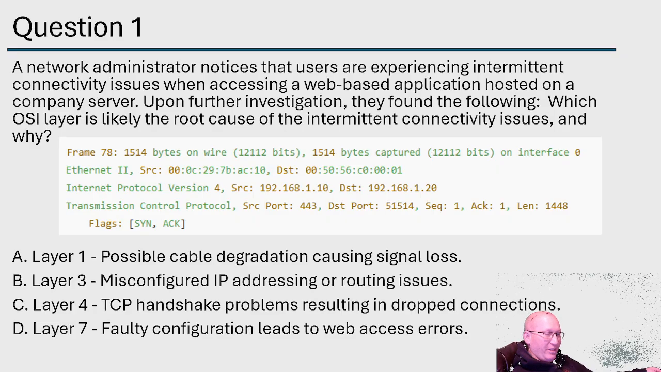Let's get with question number 1. A network administrator notices that users are experiencing intermittent connectivity issues when accessing a web-based application hosted on a company server. Upon further investigation, they find the following. Which OSI layer is likely the root cause of the intermittent connectivity issues and why?